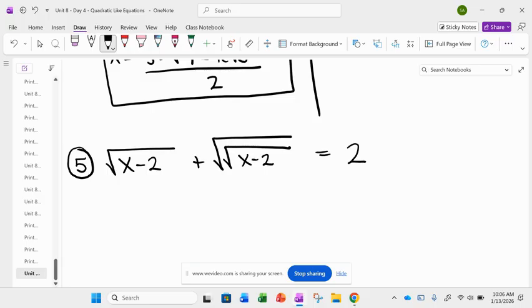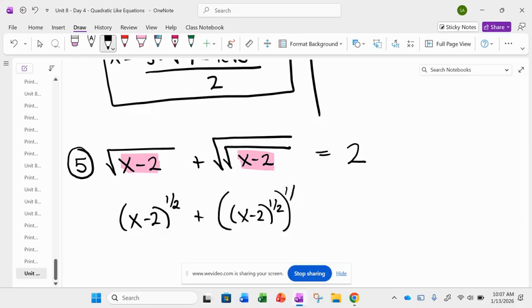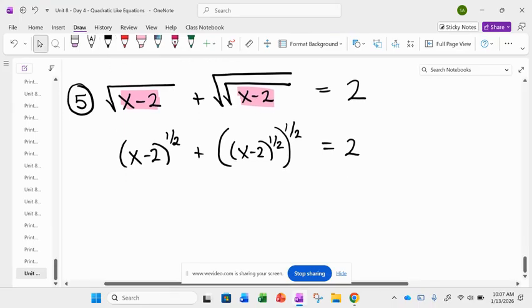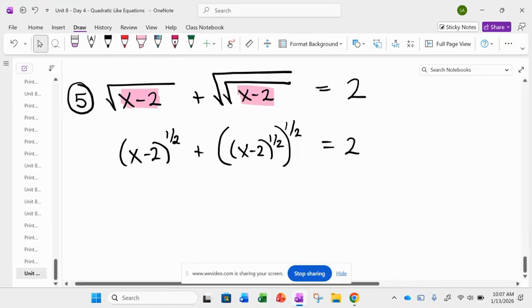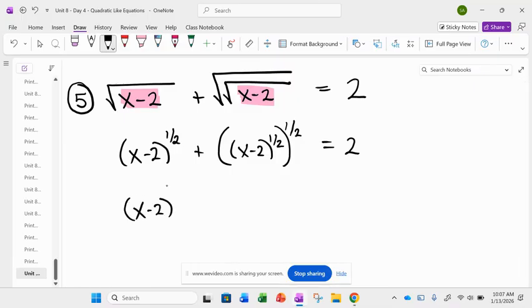Okay, what catches my eye right away is that these two have the same radicand. Do you guys notice that? So I'm going to change this to exponential. I have x minus 2 raised to the half power. And then I have an x minus 2 raised to the half, but then raised to what? Another half. You got it. And a power to a power, what do we do? Multiply. So this is going to be x minus 2 raised to the half power plus x minus 2 raised to the 1/4 power equals 2.